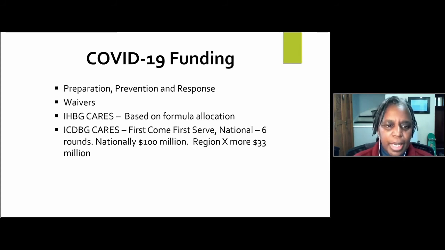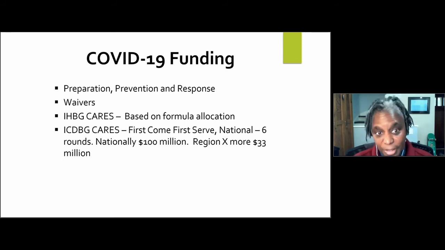And the ICDBG CARES, which was a first-come, first-serve type of funding opportunity nationally, provided $100 million that was distributed over 6 rounds, and within Region 10, that was a distribution of more than $33 million. Now, folks used a lot of this funding to do things like sanitize buildings, do rehab, putting in shields, doing HVAC assessments, and of course also providing personal air purifiers and filtration for individual houses, as well as any type of systems care that folks might have needed on the ground.